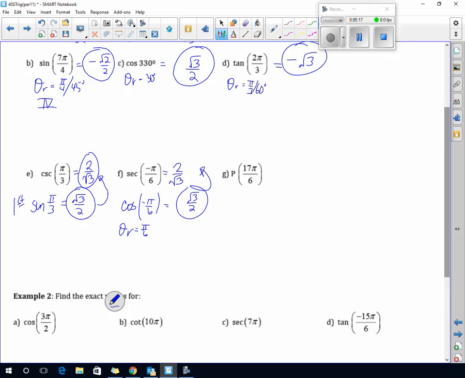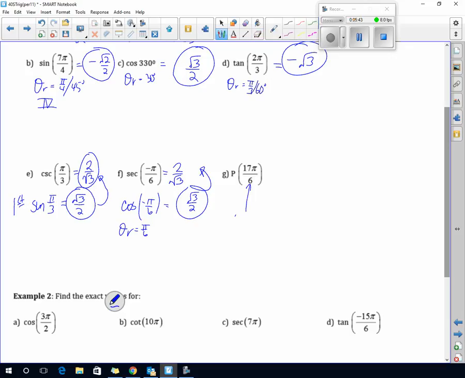Oh, what does this mean when I have a point of 17 pi over 6? Yes, it's the point at the angle 17 pi over 6. So the problem is, what is 17 pi over 6? What spot is that? How many times does 6 go into 17 pi over 6?